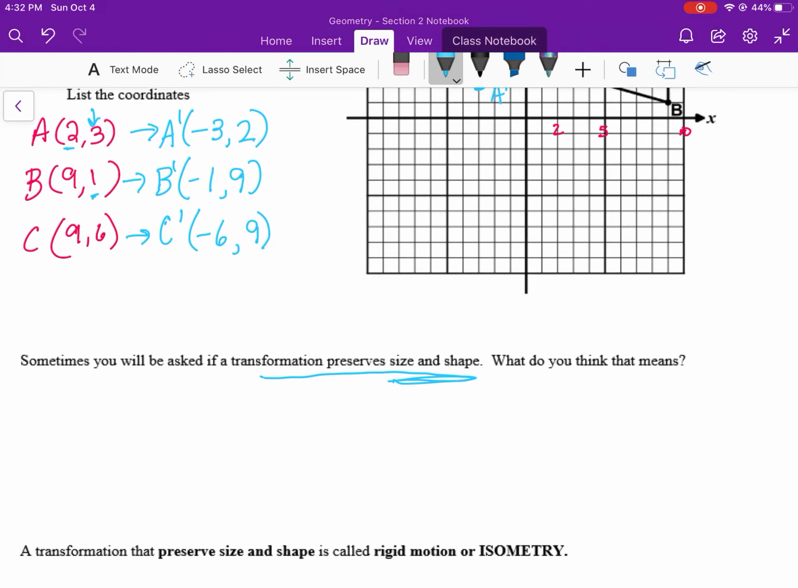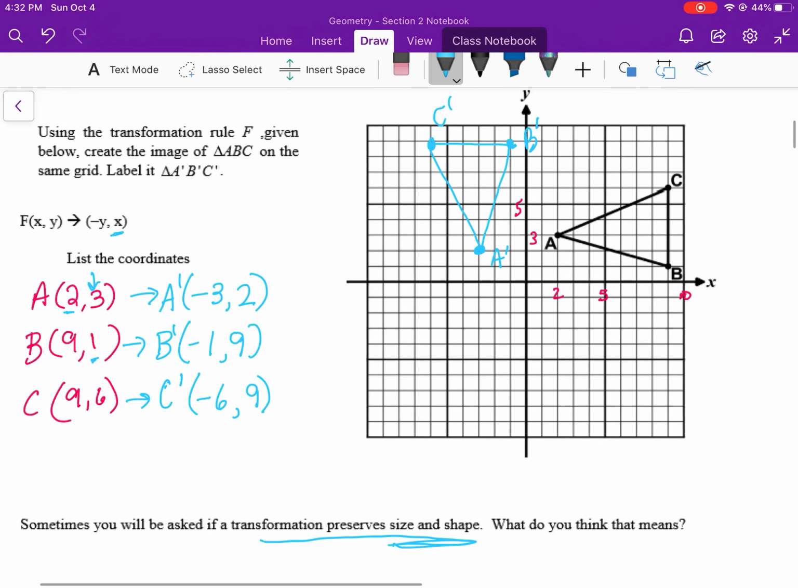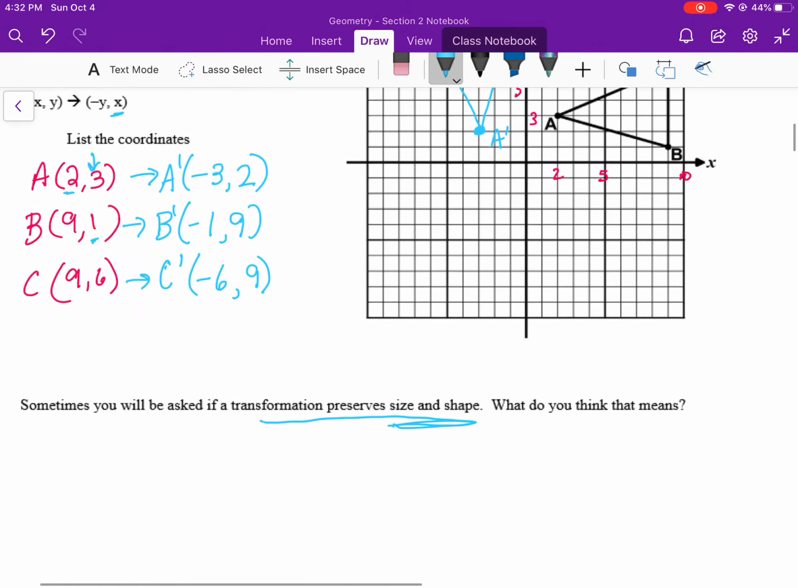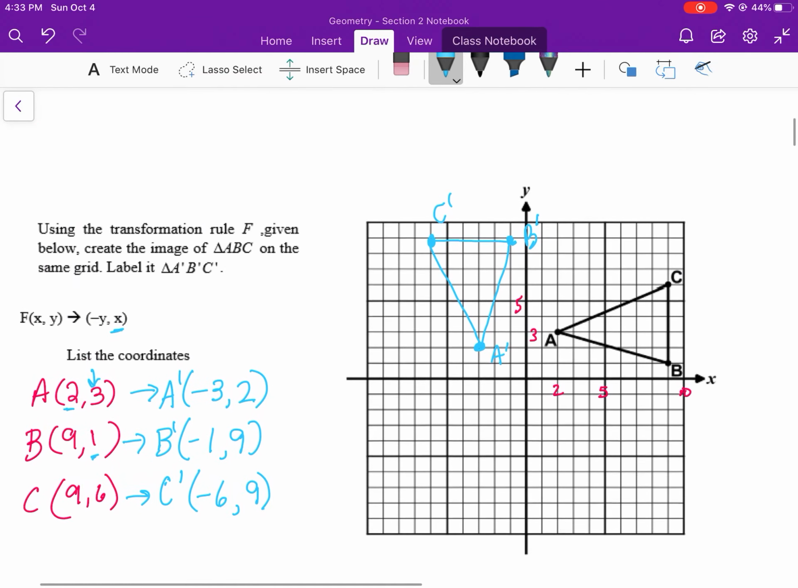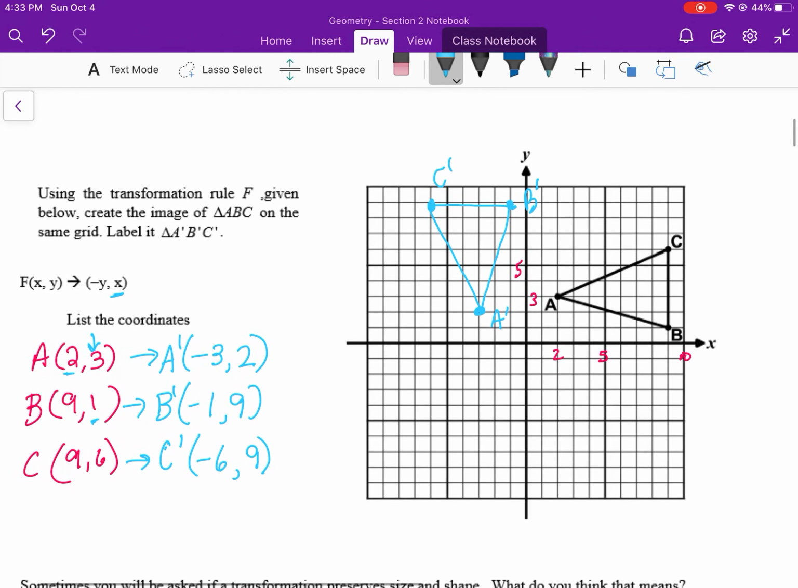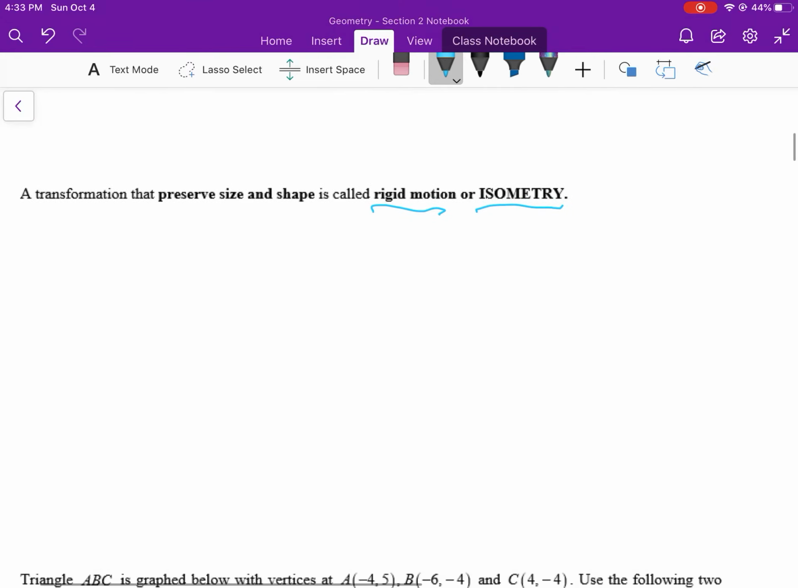Okay, when it does that, it's often called a rigid motion, or an isometry is the word, but they don't really say that much on the Regents. They do use the words rigid motion a lot, and that means that it doesn't change size, it doesn't get bigger or smaller, and it doesn't get distorted. It's still the same shape.